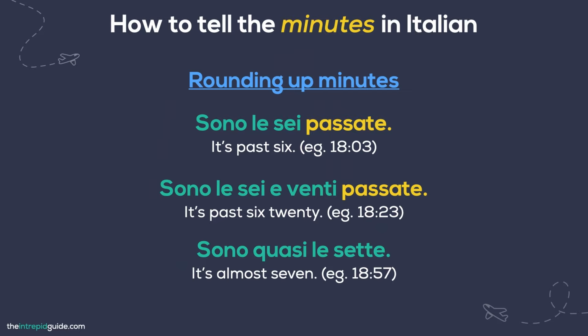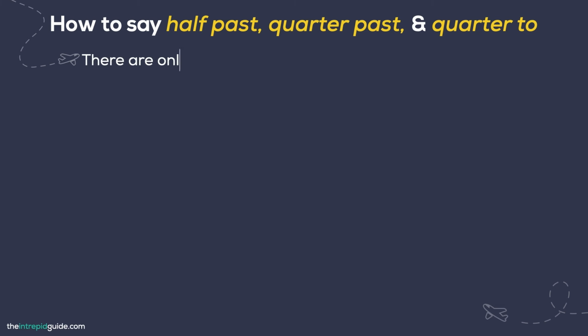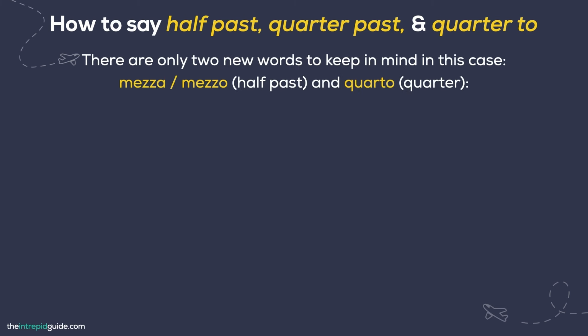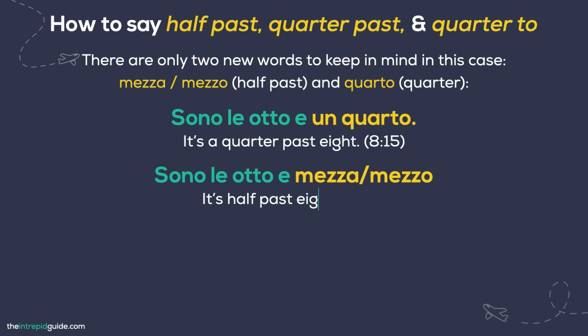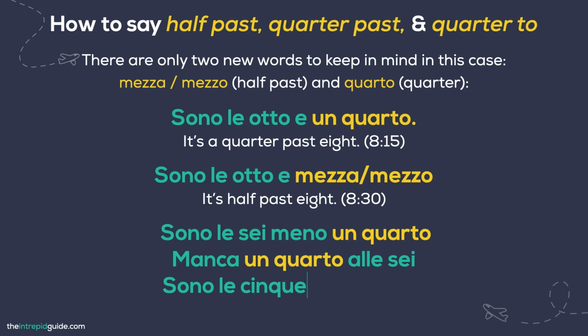Let's take a look at how to say half past, quarter past, and quarter to in Italian. Just like we do in English and many other languages, Italian also tends to round up the minutes to halves, quarters, and 3/4. There are only 2 words to keep in mind in such cases. Mezza, mezzo, half past, and quarto, quarter. For example, Sono le 8:15. It's a quarter past 8. Sono le 8:30. It's half past 8. Sono le 6:15.